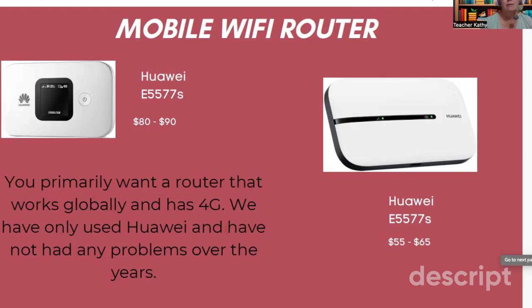Okay, so you primarily want a router that works globally and has at least 4G coverage. When I've used a router, I've only used the Huawei ones, and I haven't had any problems with it over the year. Obviously, I have my fixed internet that I do have. I've got my fiber line, but this is my backup. And if I go away on holiday or I go away for the weekend and I'm wanting to teach while I'm away, I know that I can take my Huawei with me, my router, and I'm good to go. And I'm not going to be stuck without any Wi-Fi.